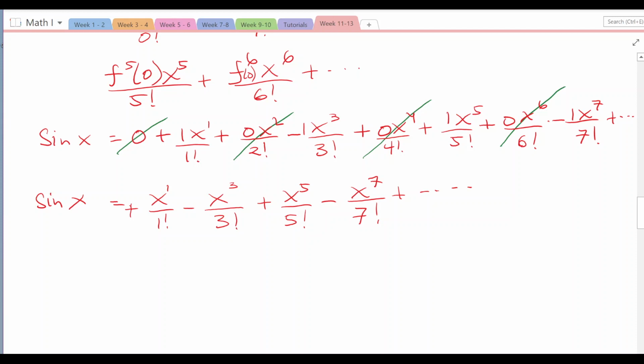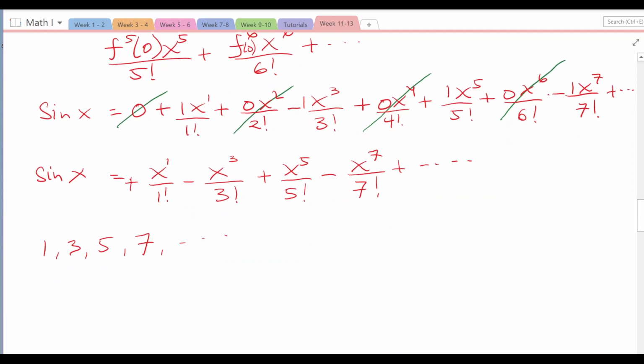Okay, so we have odd numbers 1, 3, 5, 7 like that, as our denominator as well as in our power here. And I don't know if you remember the formula for an arithmetic sequence. This is to be the first one, a_n.